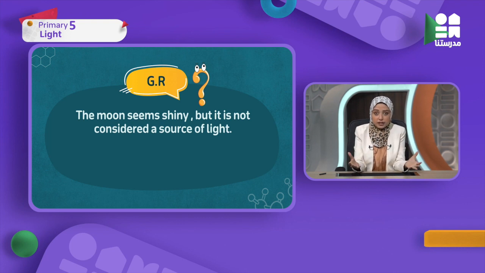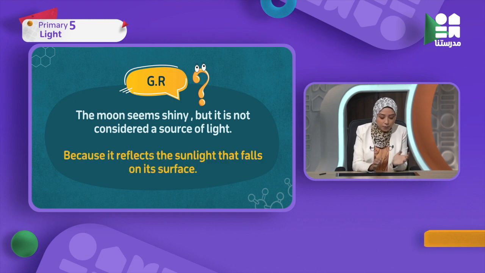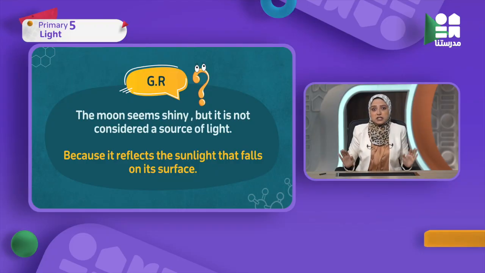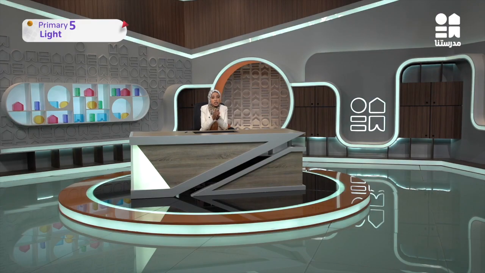Okay. So let's ask you another question. Give reason also: the moon seems shiny, but it's not considered a source of light. Why? Because it reflects the sunlight that falls on its surface. It's just a reflector body. It is a dark body. So how do we see it shiny? Because it reflects the sunlight. That's it. Okay, so we have finished the first property for today, which is light reflection.